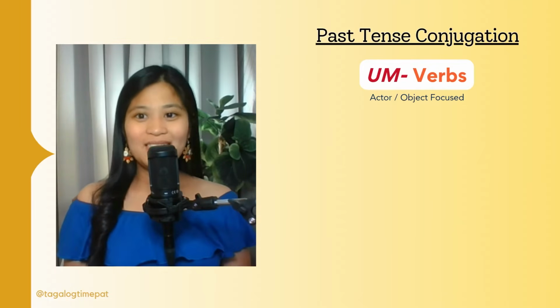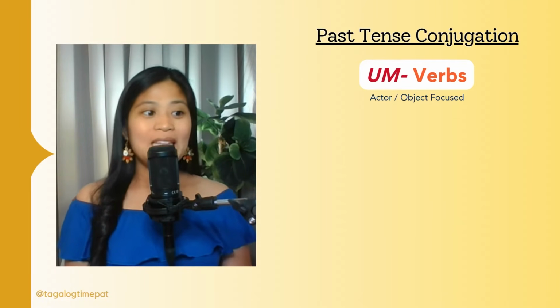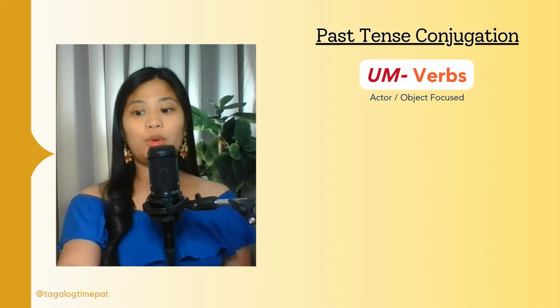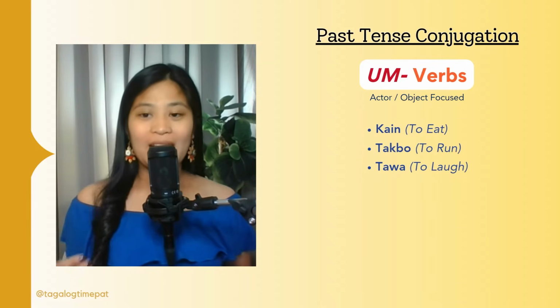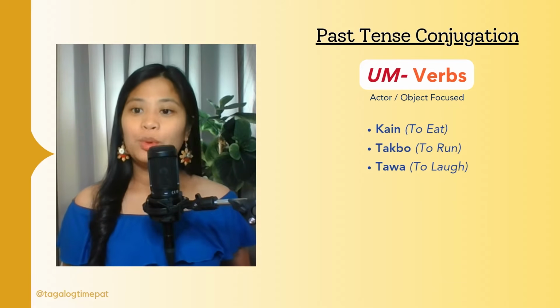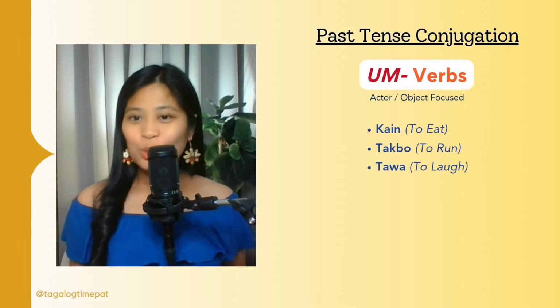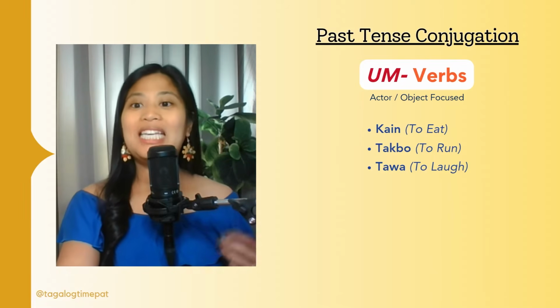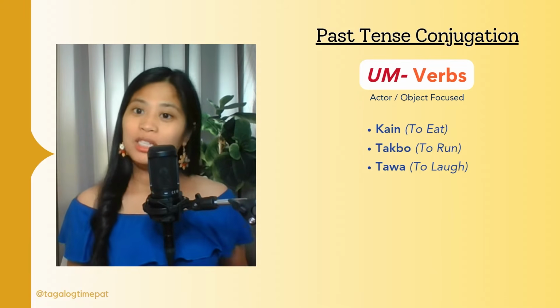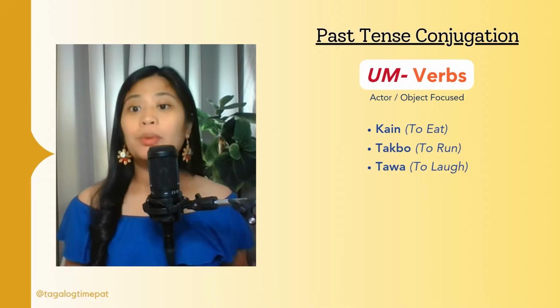All right, so now let's take a look at um verbs. These can be actor or object focused depending on the context, and here are some examples. Kain means to eat. Takbo means to run. Tawa means to laugh. And again, you might be wondering, why are these um verbs? There is no um in there. Um is the infix that is put into the word to conjugate it in the present tense.